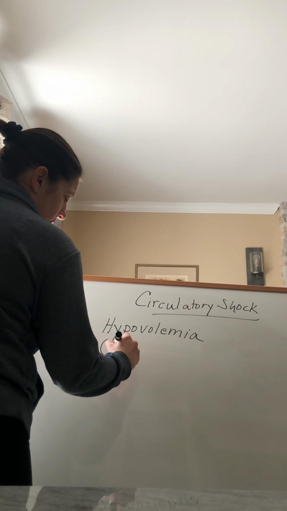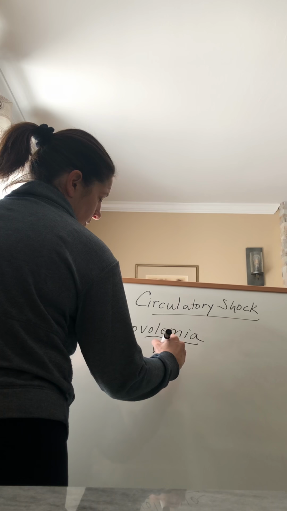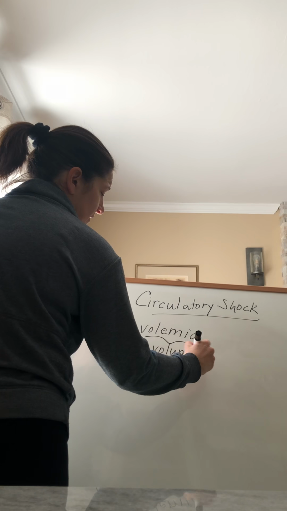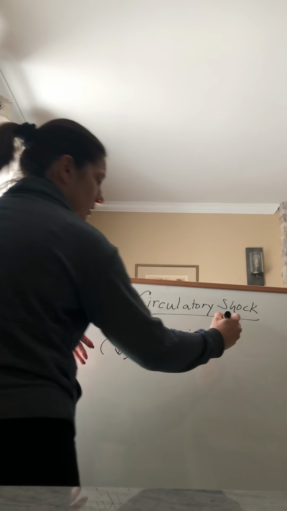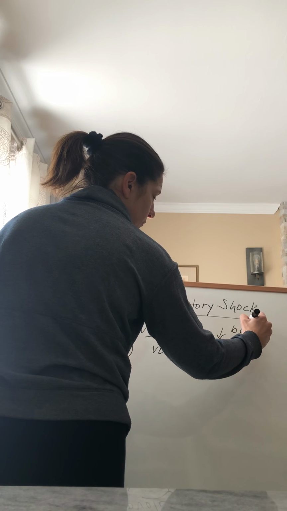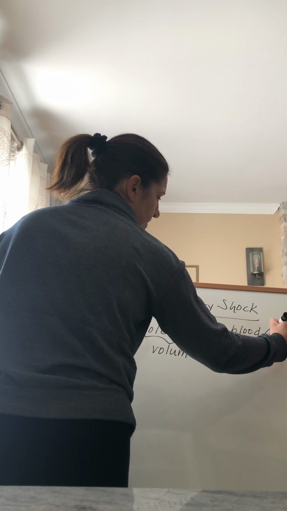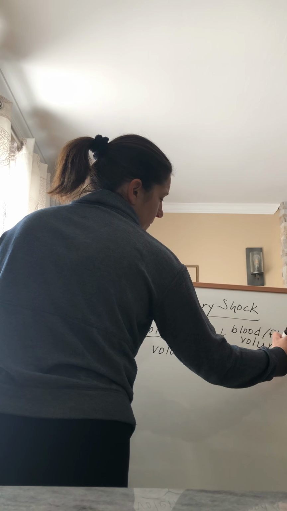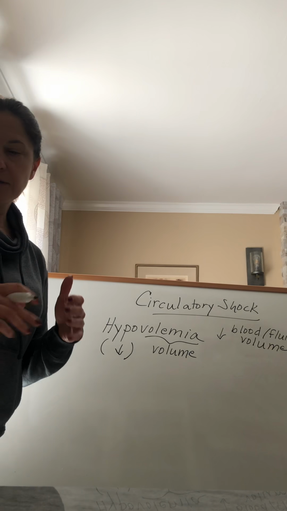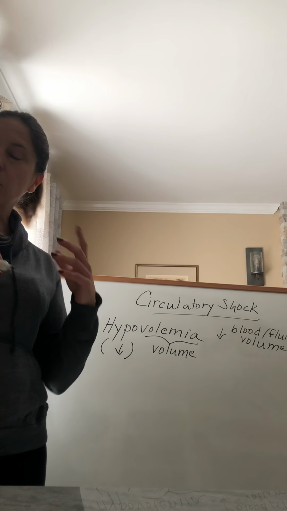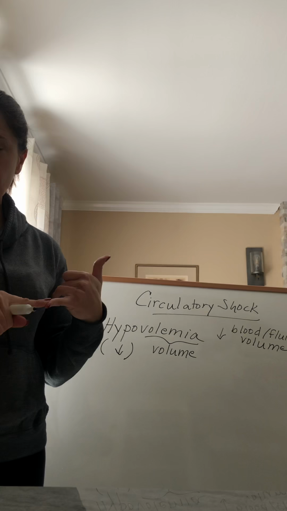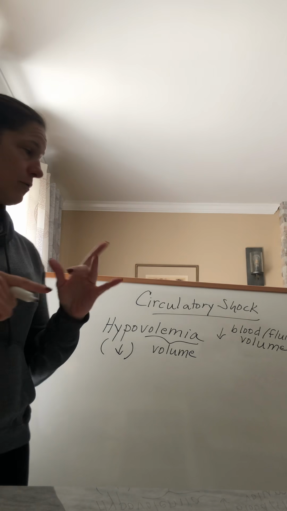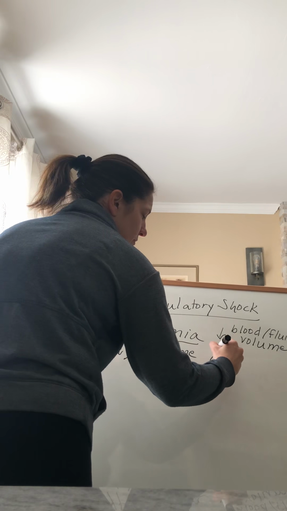So first, let's talk about hypovolemia. Hypo for low, volemia for volume. This type of shock can occur when you have low blood or fluid volume. We can imagine situations where this would happen. The thing that would probably be top of mind would be hemorrhaging, but also things like vomiting, diarrhea, or in the case of severe third-degree burns.